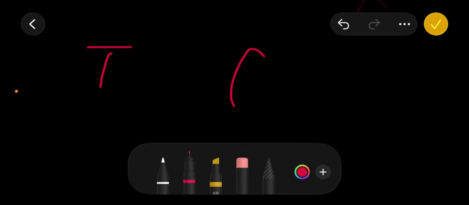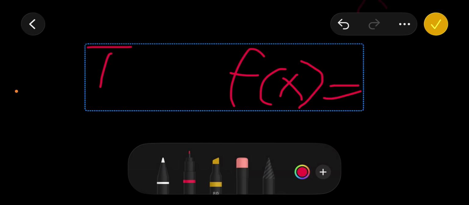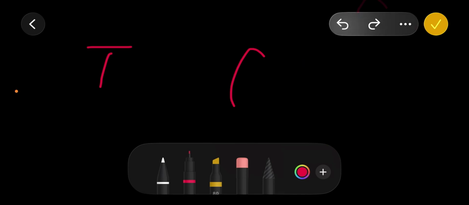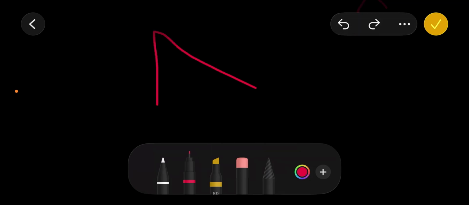Alright guys, hi guys. So, today we're going to discover an interesting topic. It's called trigonometry. Basically, it is the study of triangles. I mean this shape. And I'm going to show you what trigonometry does.